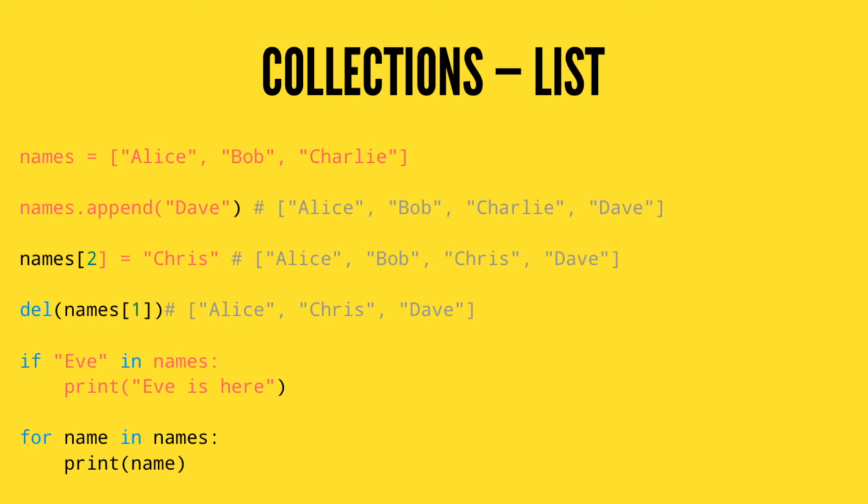Then we could delete from our list. So we had the del keyword, brackets, the name of our list, and then the index we wanted to delete. So we got rid of Bob. And then we were showing that you can use lists if you want to check something's in there. So if Eve is in names, print Eve is here. Would that statement be printed? Correct, it wouldn't be printed because Eve is not in the list names. And then you can also use your for loop to print out each name one after each other.